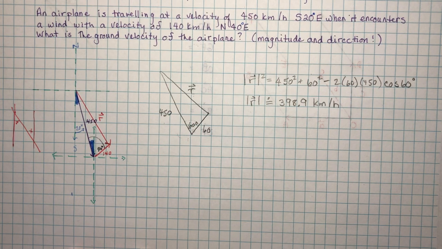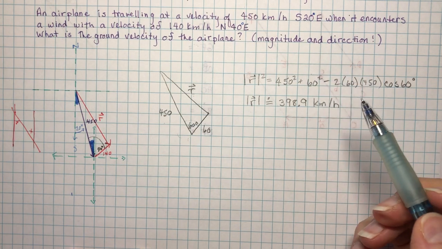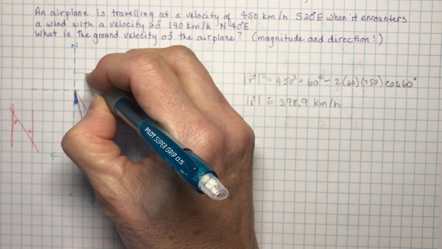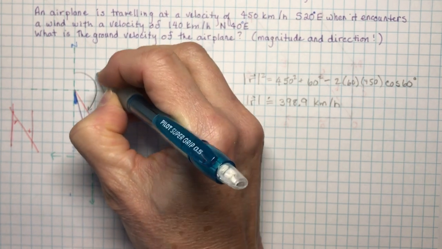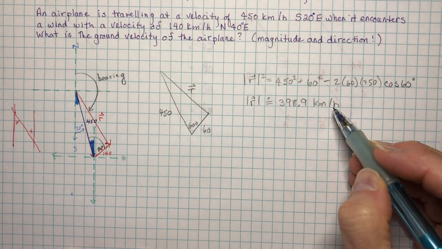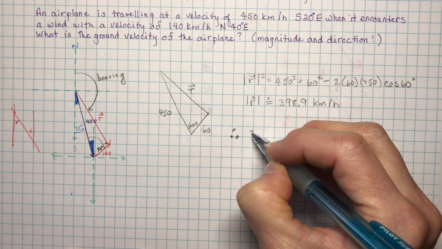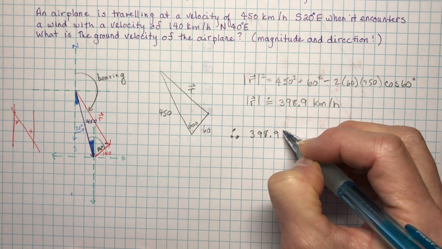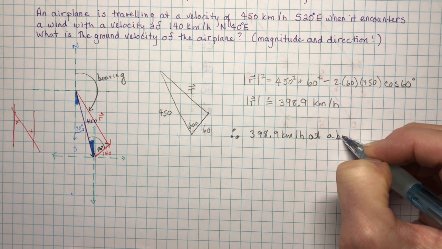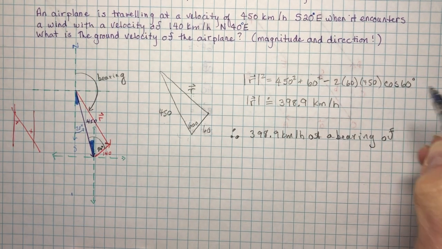Okay, and what am I missing? Same thing as in the last question. I need to know the direction. So I want to know this bearing here. This is my bearing. So the answer is going to be 398.9 kilometers per hour at a bearing of, okay, did you figure it out before I did for you?